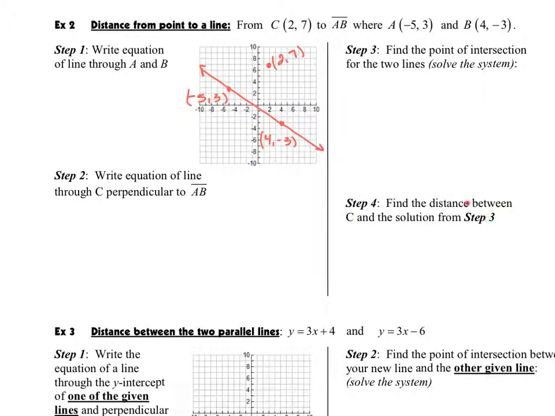If I want to find the distance from a point to a line, I need that distance to be measured on a perpendicular, because our shortest distance, which would be the distance we'd want to find, because that's going to be the most accurate, has to be measured along a perpendicular.